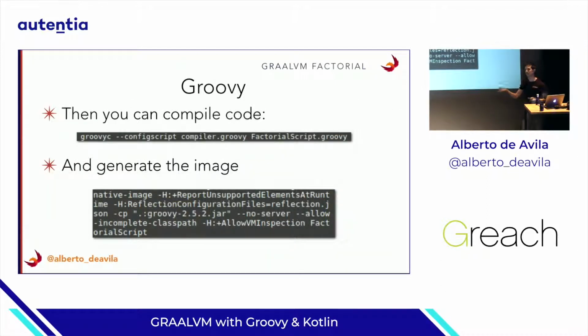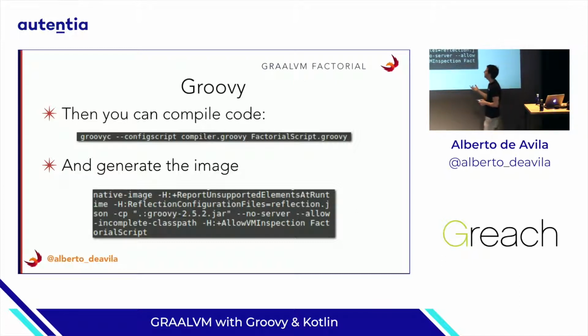So once we have those two files, the compiler.groovy and the reflect.json, we can first of all compile our Groovy code using groovyc, the compiler.groovy and our file. And then we have our class, or our Groovy script, compiled. We have to generate the image. This is what it looks like to generate a Groovy native image with Graal.